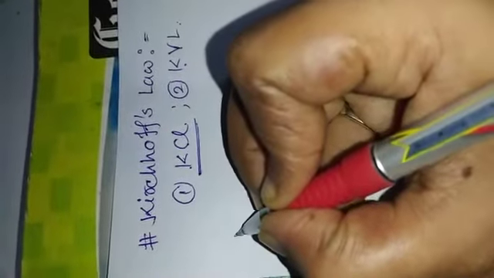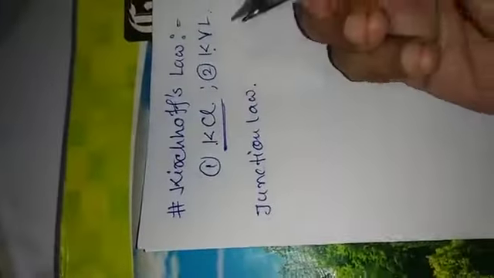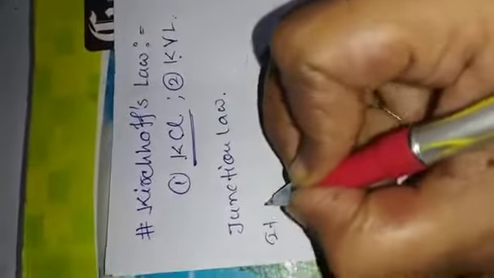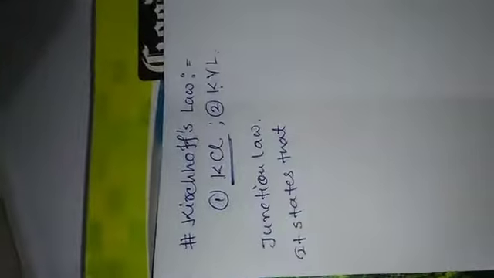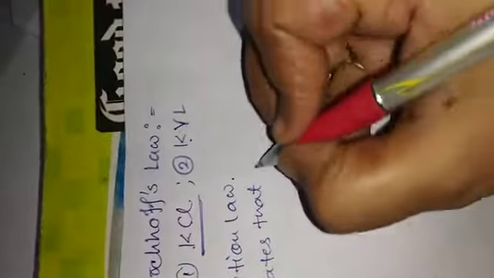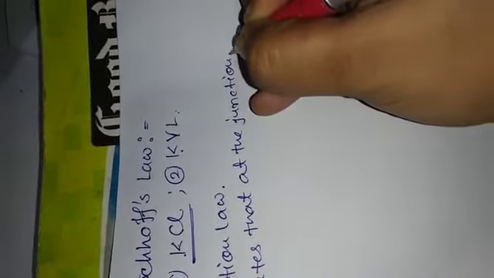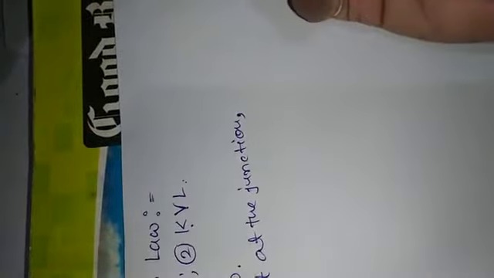This KCL is also known as the junction law, and it is the first law of Kirchhoff's laws. It states that at the junction, the sum of current entering the junction is equal to the sum of current leaving the junction.